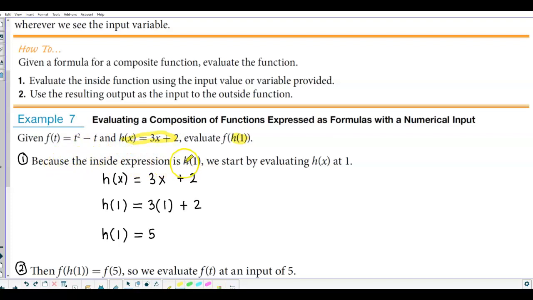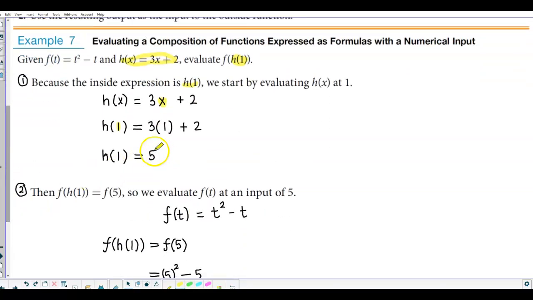Because the inside expression is h of 1, we're going to start by evaluating h of x at 1. So here is our formula, h of x equals 3x plus 2. Now we're going to replace x with 1 and plug it into our equation. So it becomes 3 times 1 plus 2, and 3 times 1 plus 2 gives you 5. So now h of 1 becomes 5.